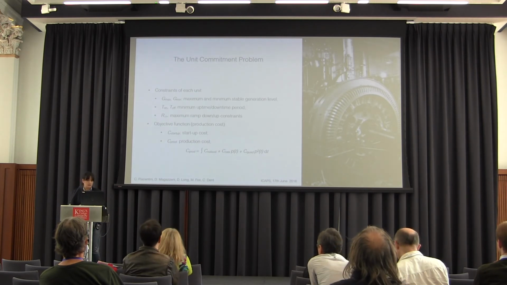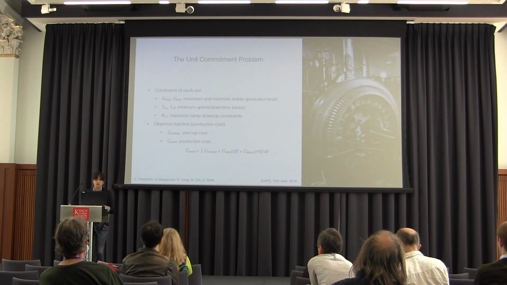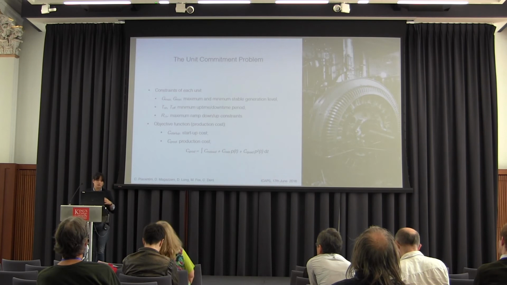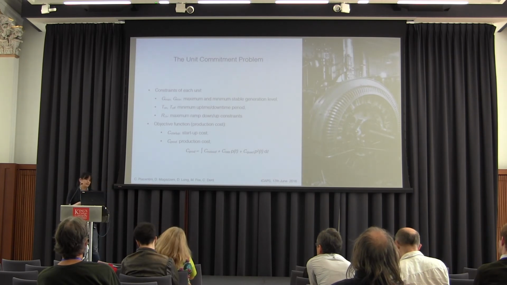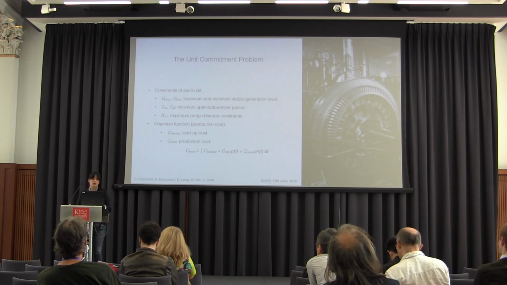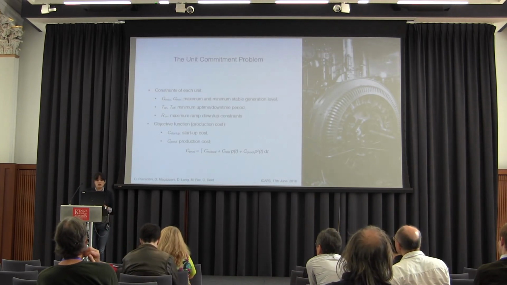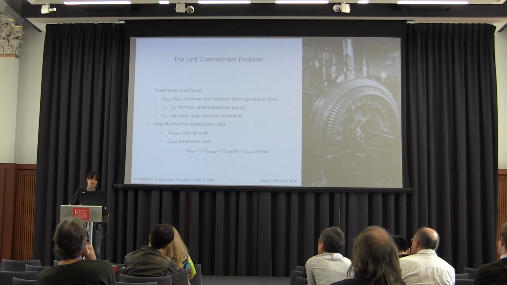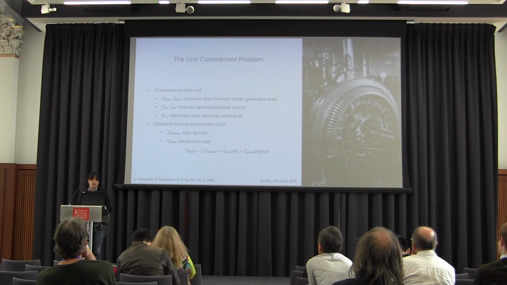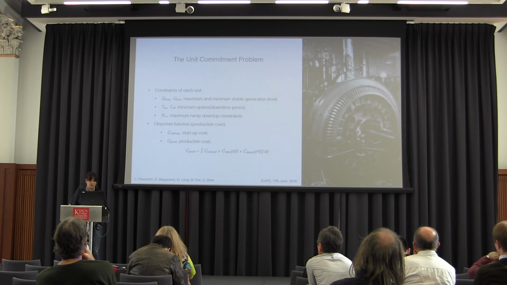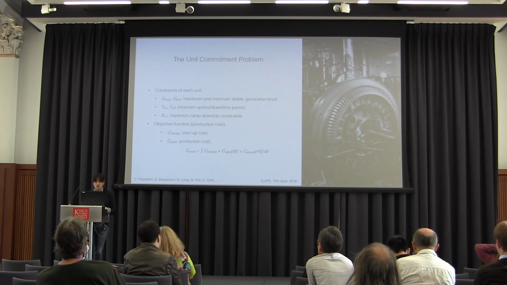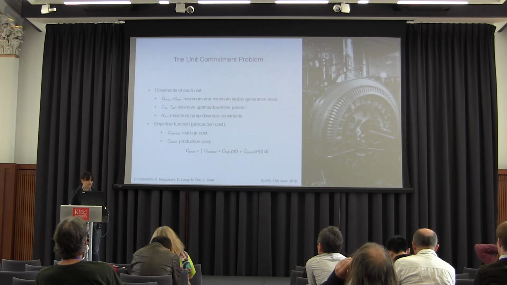Then we also have some temporal constraints. For example, when a unit is switched on, we must wait a certain period of time before switching it off again, and this is because the unit has to reach a stable condition. In the same way, when a unit is off, we need a period of time to let the unit cool down so that we can then switch it on again. We also have a constraint on how fast we can increase or decrease the power of a unit, and this is called the ramp constraint.